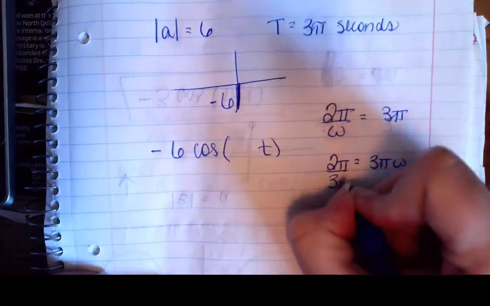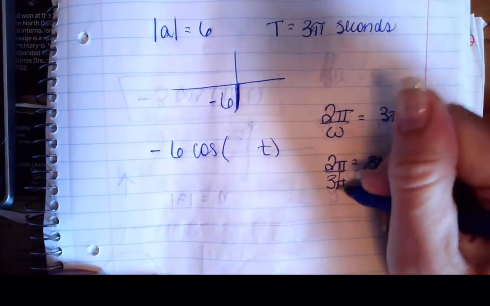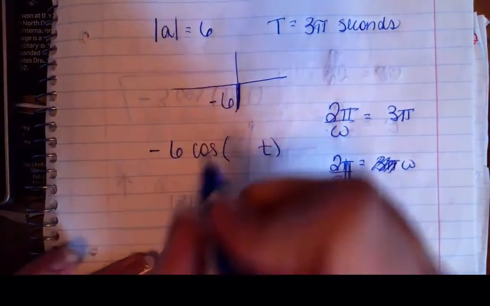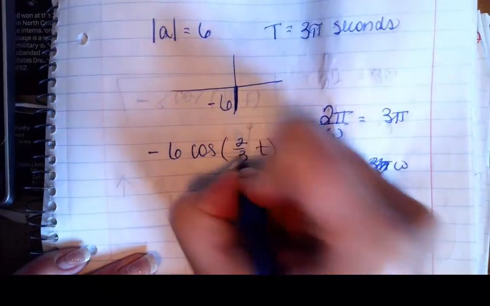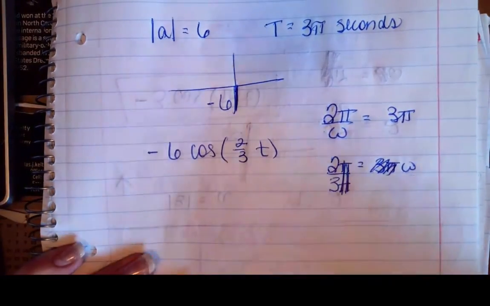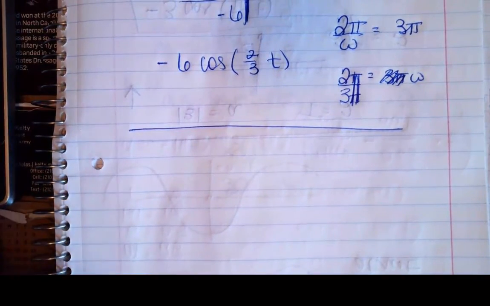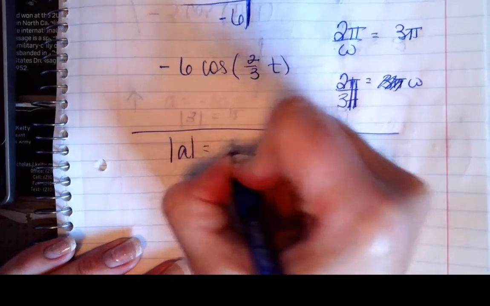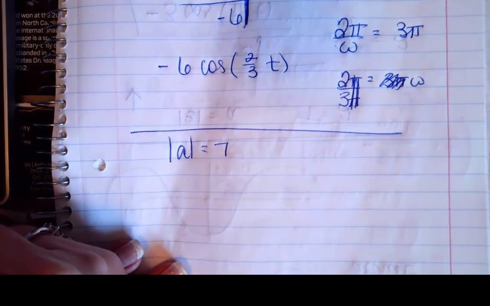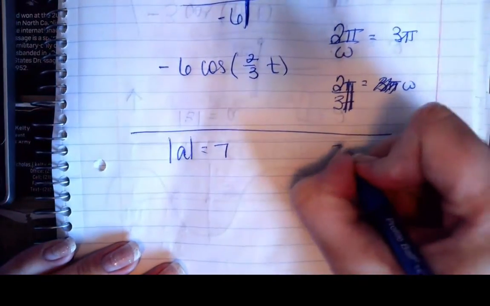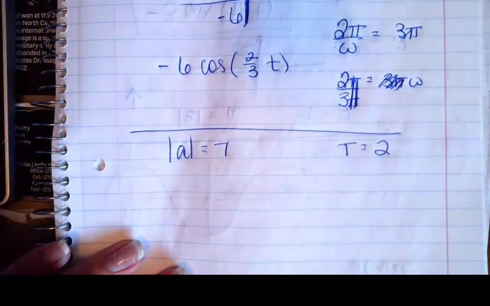Divide both sides by 3 pi. Any number divided by itself is 1, so I get a coefficient of 2/3. Okay, so let's try it again. It's pulled down a distance of 7 centimeters from its rest position. So I know that A is 7. It's released. My period is 2 seconds.